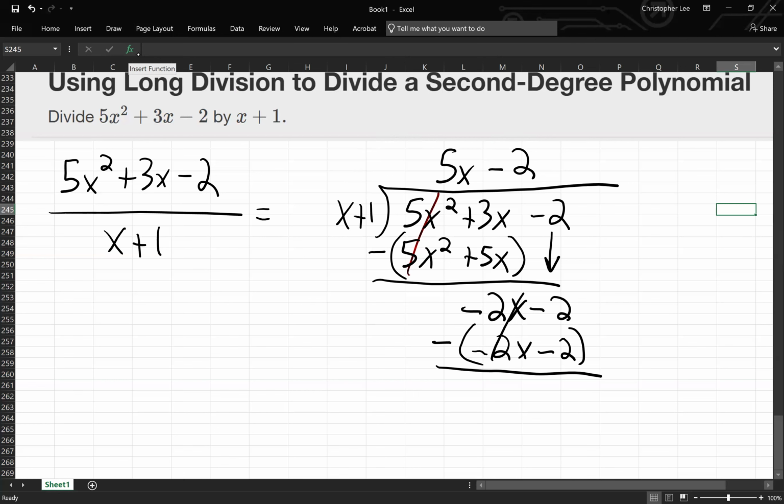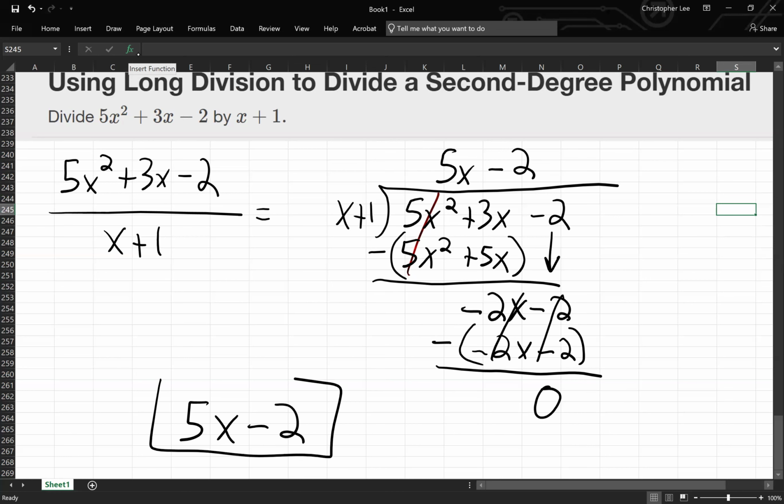Negative 2 minus negative 2 is what? 0, right? Boom, remainder 0. So what's my answer? 5x minus 2. Box it, you're done. Questions on this, anybody?